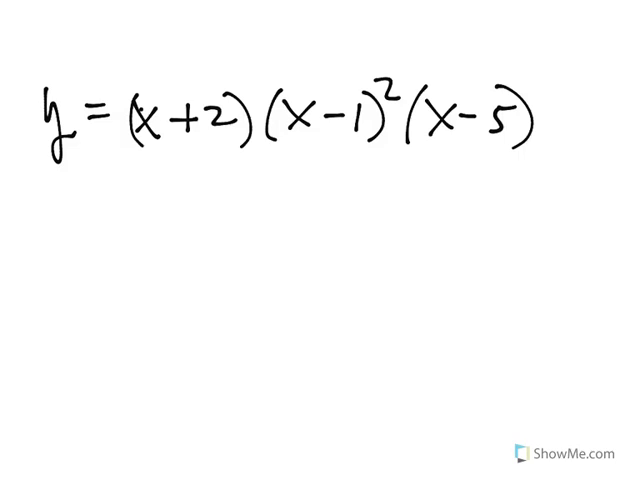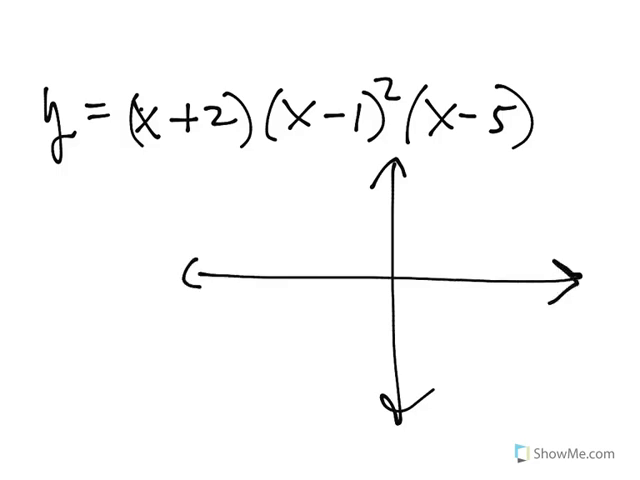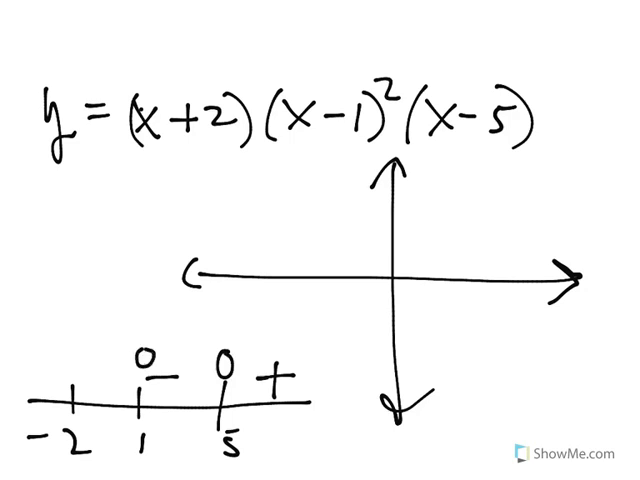To graph a polynomial that's already in factored form, the first thing you should do is make a sign chart. So for this one, the sign chart looks like this, with a plus here, a minus here, those are the zeros, but another minus here because we have the even exponent, and then a plus. So now, to translate to our graph, the zeros happen at -2, 1, and 5.